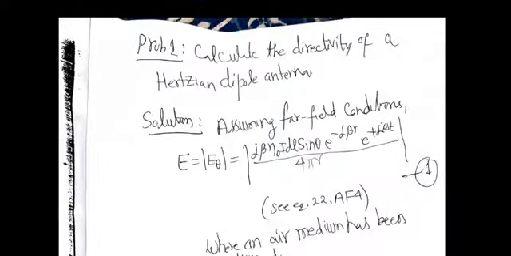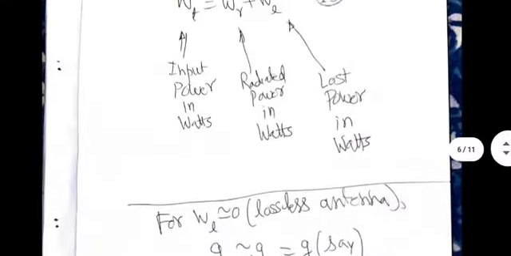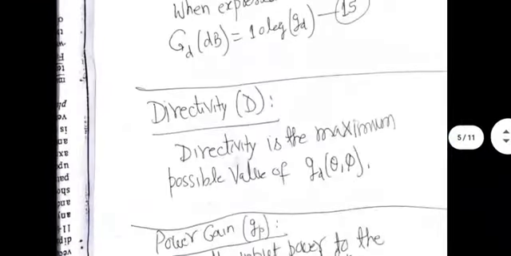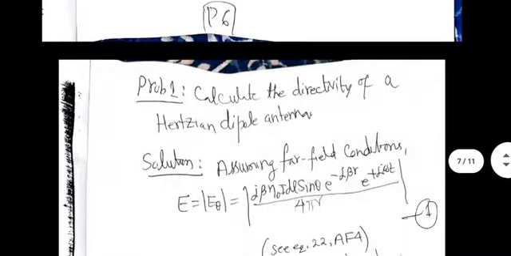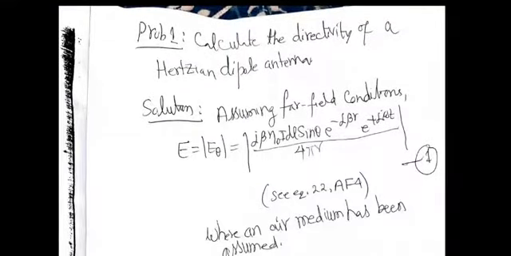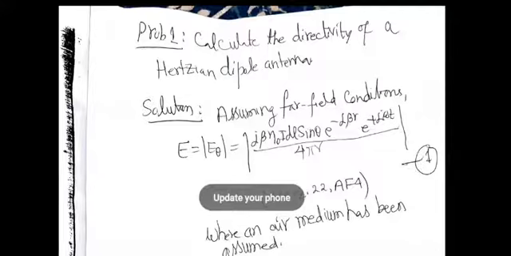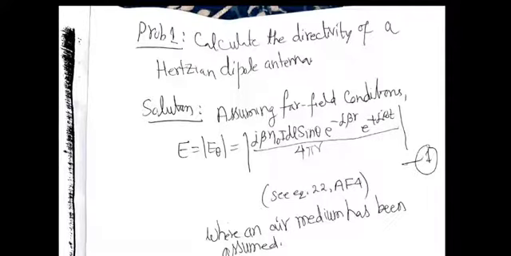Now, application of all this. In a Hertzian dipole, let's calculate the directivity. Directivity is nothing but the maximum value of directive gain. And by default, we would ignore losses, so the concept of power gain will not be taken up. We know it is the same as the directive gain. Now, how do you calculate directivity for a Hertzian dipole?